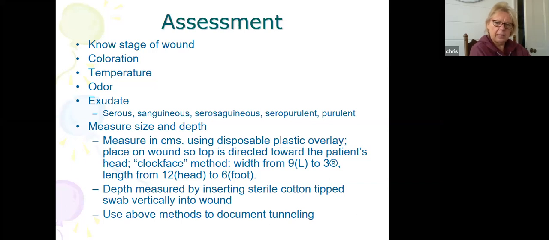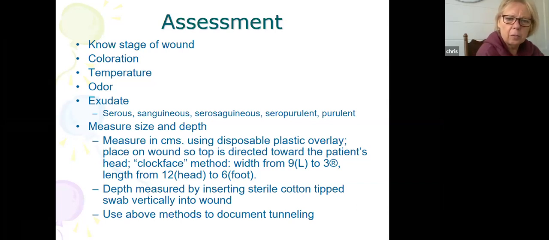You're going to measure the size and the depth of the wound. You're going to measure it in centimeters using some kind of a disposable plastic or paper overlay. So you place this on top of the wound, so it's directed toward the patient's face, and there are numbers on this. I usually have one to show you in class. I will on one day. There are numbers like 12, 3, 6, 9, just like a clock. And you can say how large the wound is, what's the length and what's the width.